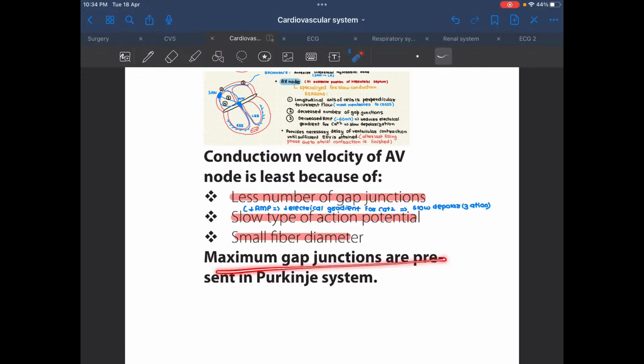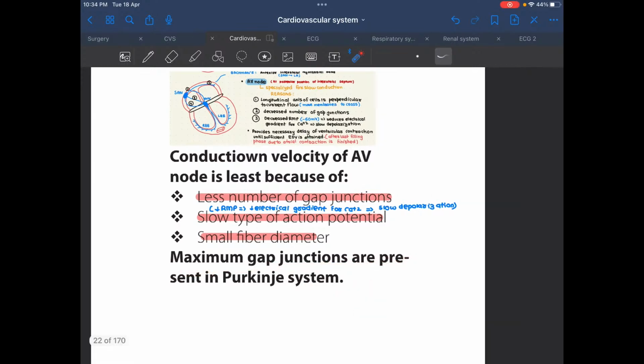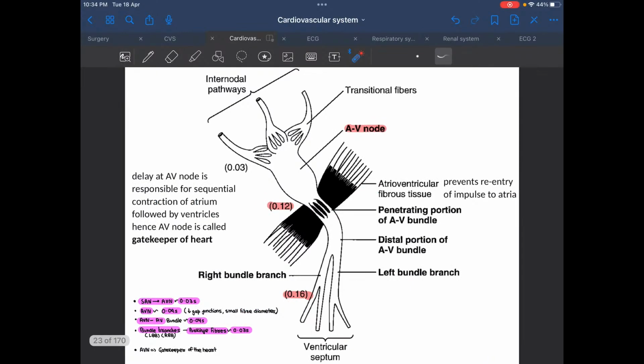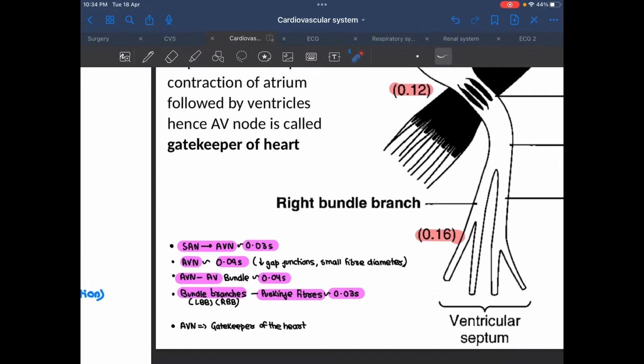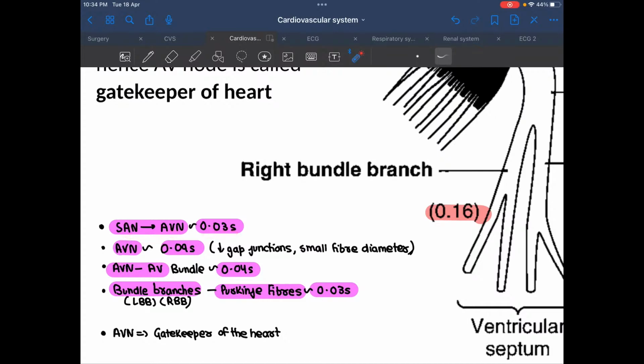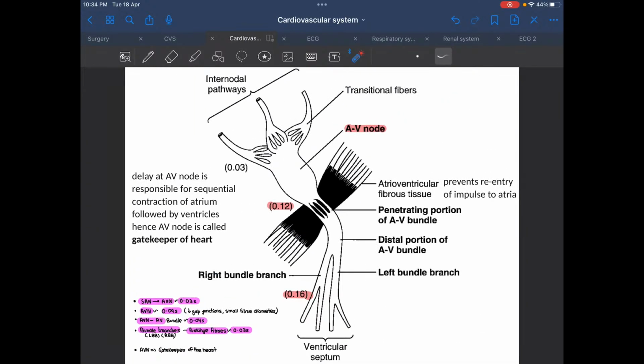And the maximum gap junctions are present in the Purkinje system. That is why its conduction velocity is about 4 meters per second. Okay. So we've discussed all of this. Okay, we've discussed the internodal pathways as well. SA node to AV node, 0.03 seconds. AV node has a 0.09 seconds intrinsic delay. AV node to AV bundle, 0.04 seconds. And bundle branches to Purkinje fibers, it's going to take about 0.03 seconds. And then to the whole of the heart, it's going to take about 0.01 seconds again.